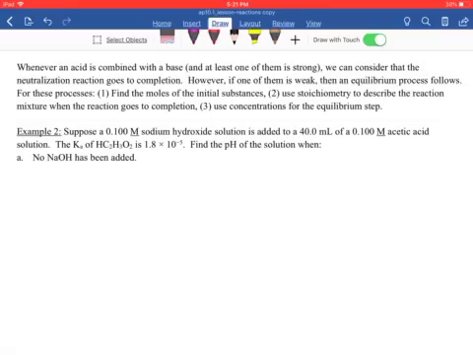Welcome to 10.2, acid and base reactions. 10.1. We're going to go over example number 2 now.